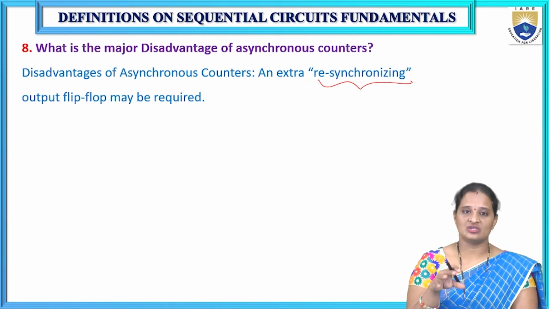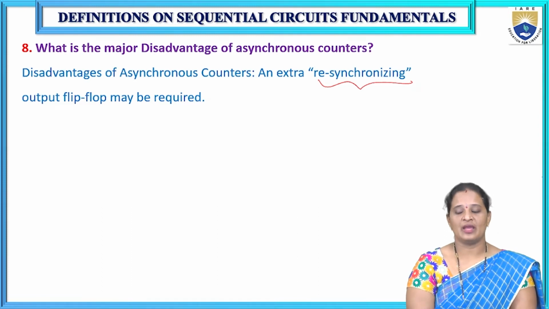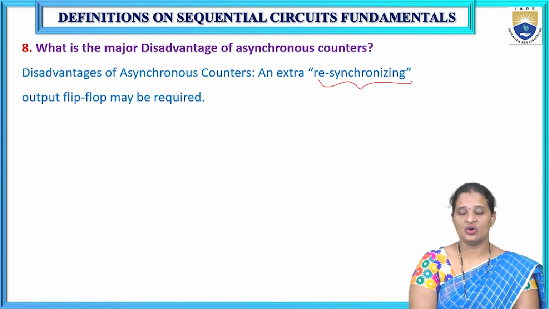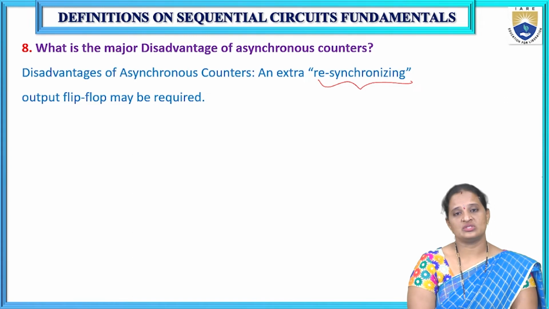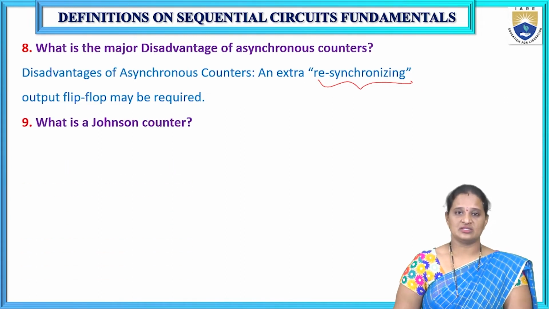That means an extra logic circuit formed by basic logic gates should be used in order to trigger the other flip-flops. That is the major drawback. So the circuit will be complex, and the delay is also more. So that is the disadvantage of an asynchronous counter.